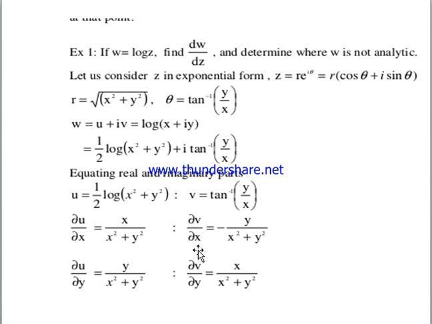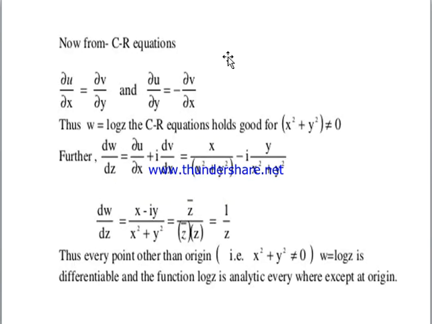So dou v by dou x, tan inverse x derivative is 1 by 1 plus x square. In the place of x square we have y by x whole square, then simplify it, we get minus y by x square plus y square. Dou v by dou y is x by x square plus y square. We need to check both, and that is how we go to the CR equations. CR equations are dou u by dou x is equal to dou v by dou y, and dou u by dou y is equal to minus dou v by dou x.